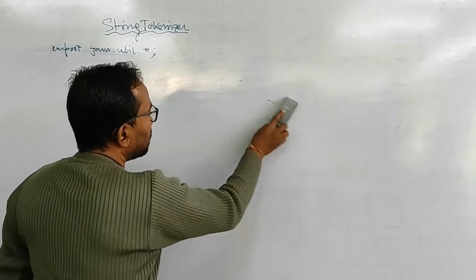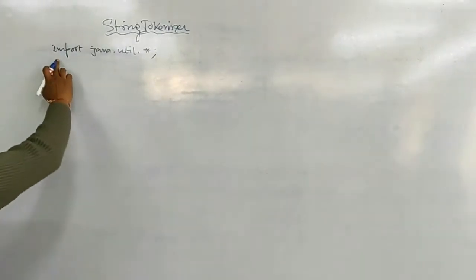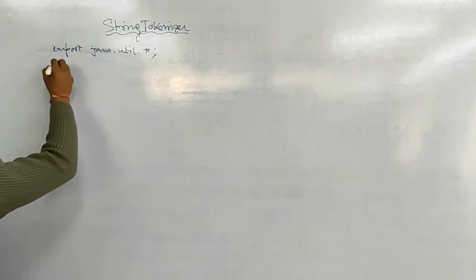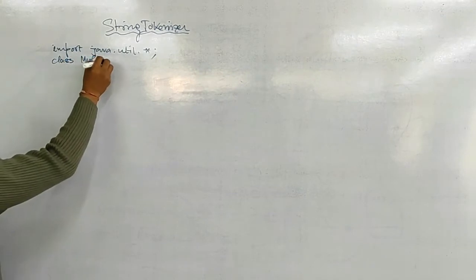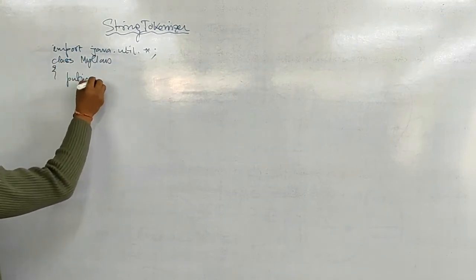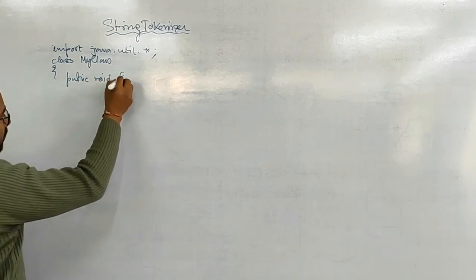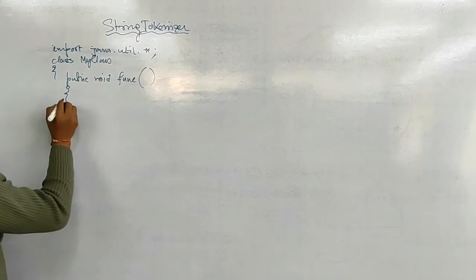Now I will explain the use of this StringTokenizer in a program. This is the first statement as I told, in my program. Then we will start the class. Then a function. Suppose my function name is FUNC. I am not passing any parameter here.